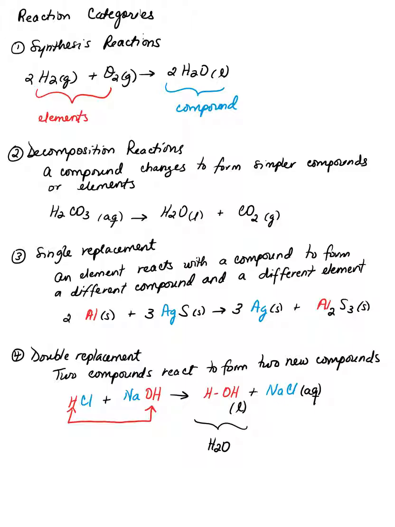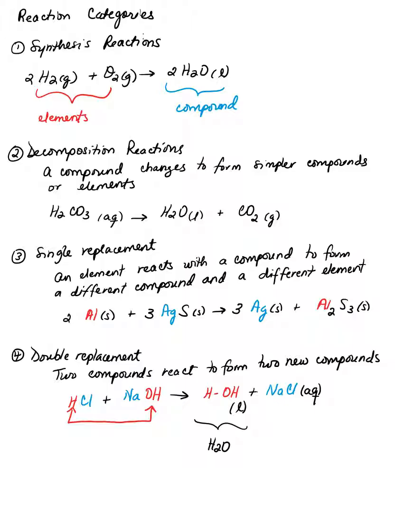Now, there are many different types of chemical reactions, and we classify them into categories. So we have synthesis reaction, decomposition, single replacement, double replacement. For a synthesis reaction, what we have is different substances that are combined to give you one new substance. So you go from more than one to just one. And in general, you have elements combining to form new compounds.